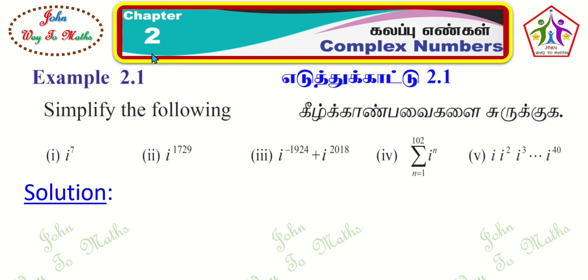Hi students, John here. Chapter 2, Complex Numbers. Example 2.1: Simplify the following powers of imaginaries.